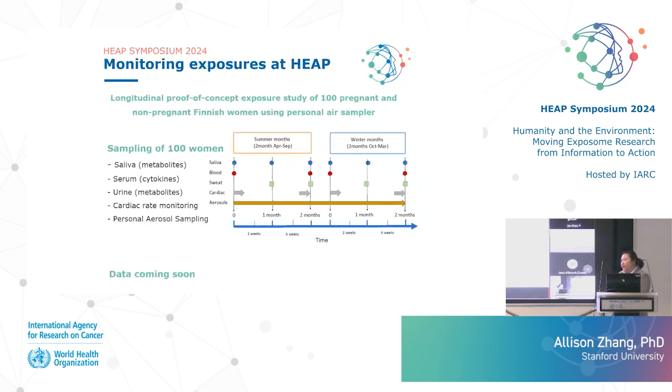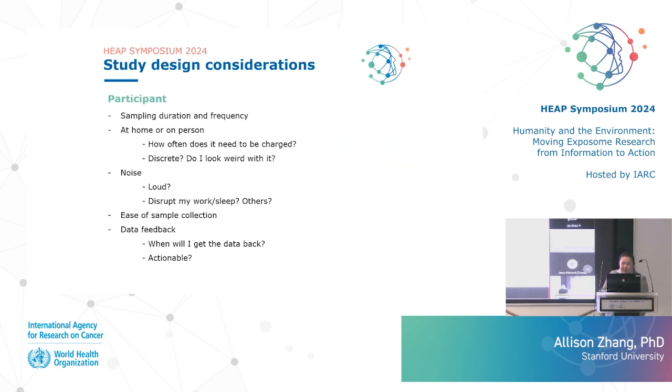So what we do at HEAP, we have a cohort of 100 women, either pregnant or non-pregnant. We profile these women using the exposometers I showed before. And we profile these women at 2 different seasons to account for the seasonal effects. We collect samples for both summer months and winter months. Some study design considerations: the final design is always a compromise between the participant and the study team.